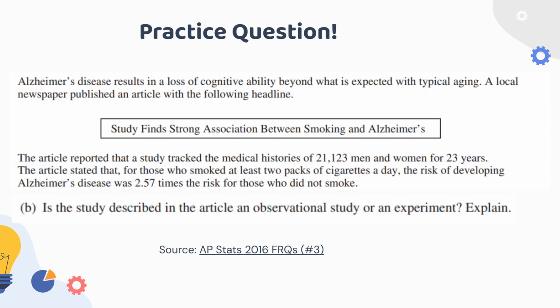So yeah, now we're going to do a quick practice question. So here's a study between Alzheimer's and smoking, and the scientists found that there's an association. And as per this description, is this study described to you observational or experimental? Please answer in the chat.